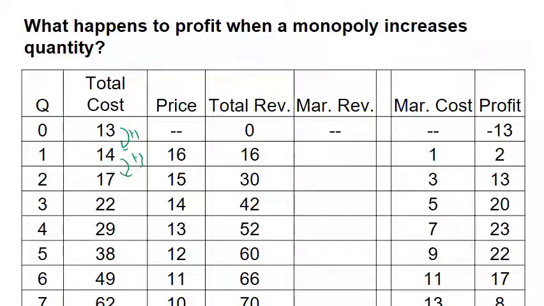Now, marginal revenue is the change in total revenue over change in Q. So revenue goes from 0 to 16. Output went up by 1. So marginal revenue going from output 0 to output 1 is $16. When I go from 1 to 2, total revenue rises by $14.